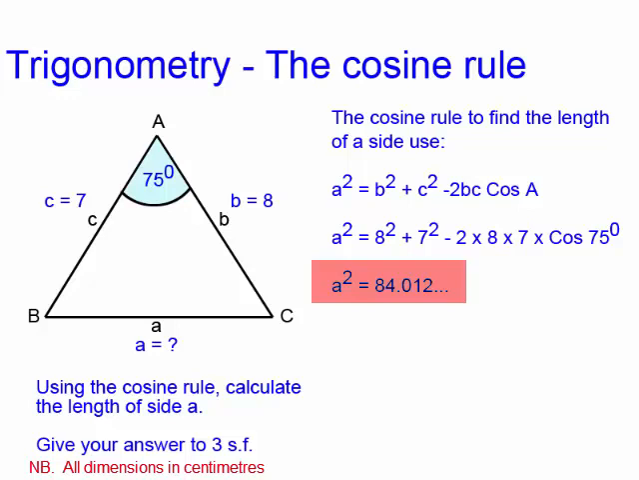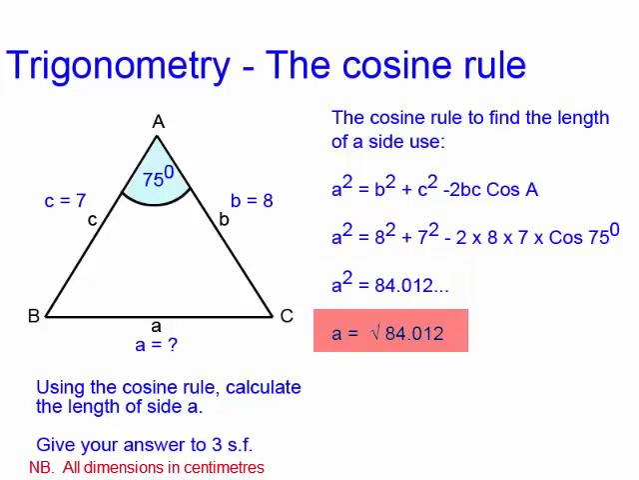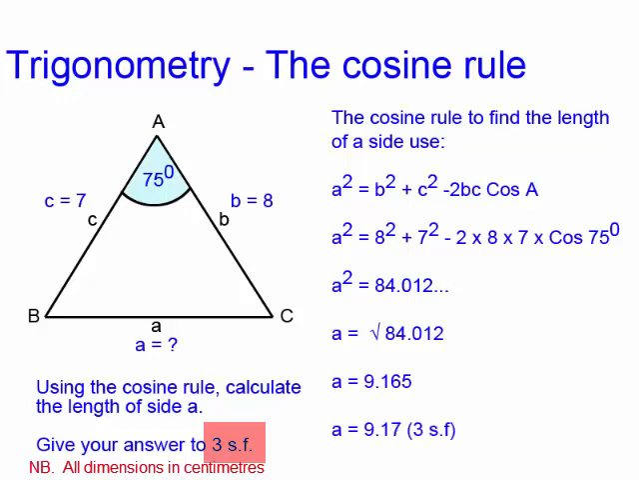If a squared equals 84.012, then a equals the square root of 84.012. And this gives us a value for a of 9.165. Now we've been instructed to give our answer to three significant figures, so the length of a is 9.17 centimeters.